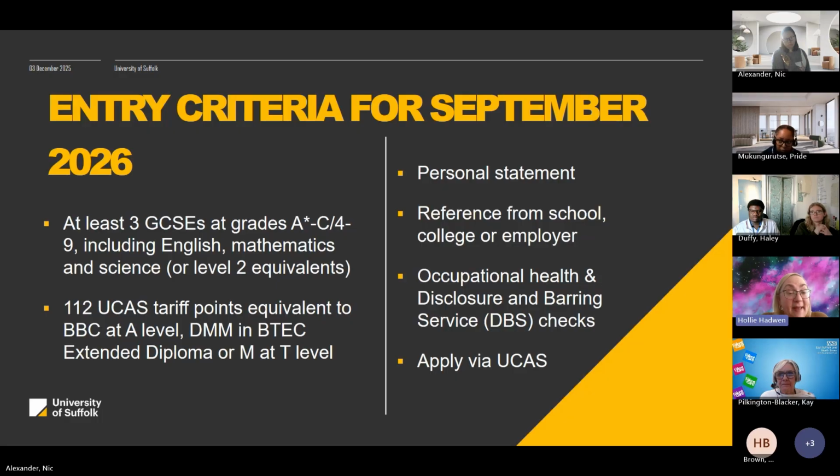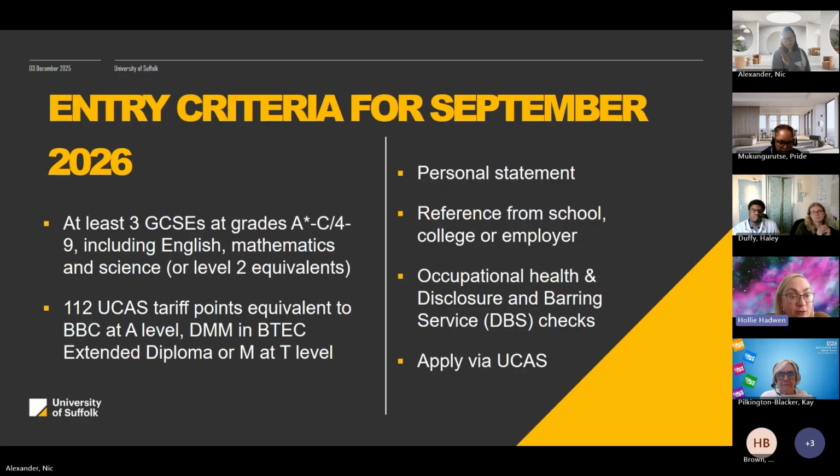Applications are made via UCAS, as they are for all university degree courses, and require a personal statement that tells us a little bit about why you would like to be a radiographer. They will also require a reference from your school, college, or if you're in employment, your employer. The minimum entry criteria are 3 GCSEs at grades A star to C, or 4 to 9 in the new system, including English, maths and science.